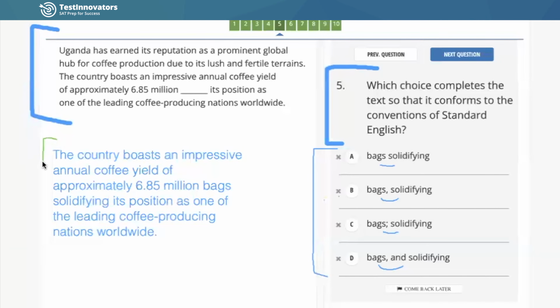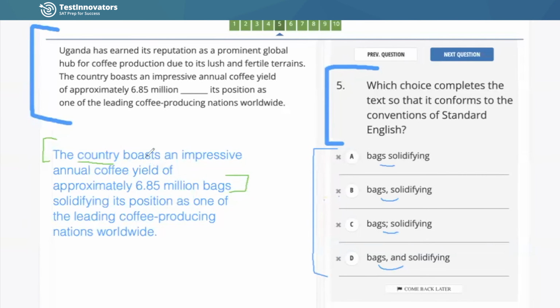So let's look at this first part of this sentence. The country boasts an impressive annual coffee yield of approximately 6.85 million bags. Does this clause make sense on its own? Yes, it does. Okay, is there a subject? Yes, that would be country.